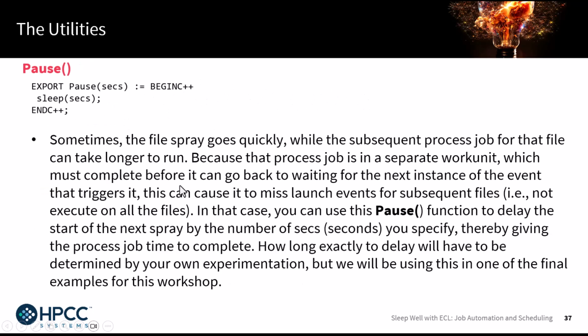Now the last one in the utilities is called pause. This is the one that's fairly simple to implement and use, but once again we want to explain why this is needed. When you have a job in a separate work unit and it must complete before it can go back to waiting for the next instance of the event, it can cause it to miss launch events if our window is too small. So in that case, you can tweak the performance to actually slow down HPCC and ECL by using the pause function to delay the start of the next spray by the number of seconds you specify, thereby giving the process job time to complete.